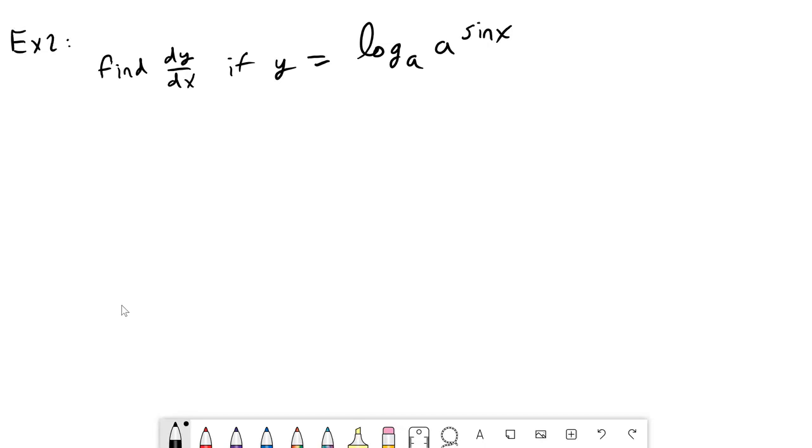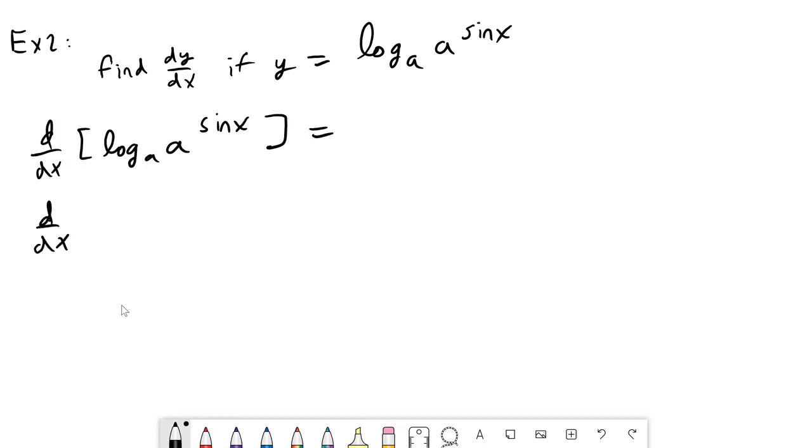So find dy/dx if y equals log base a of a to the sine of x. Here we go. The derivative with respect to x of this function, log base a of sine of x, is equal to, if you recall, the derivative with respect to x of log base a of x is equal to 1 divided by x natural log of a, or whatever the base is.